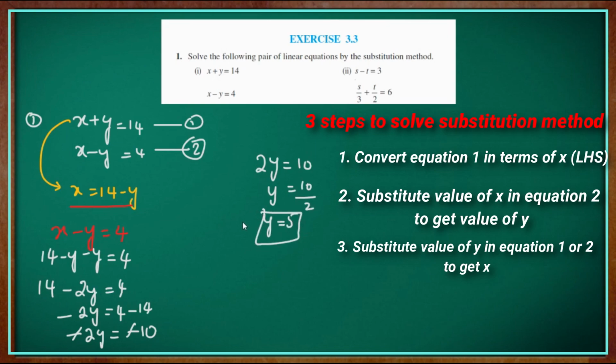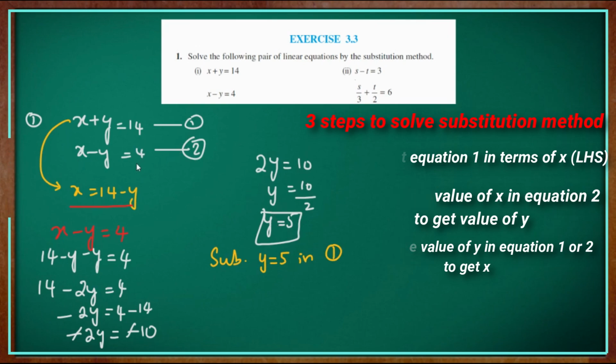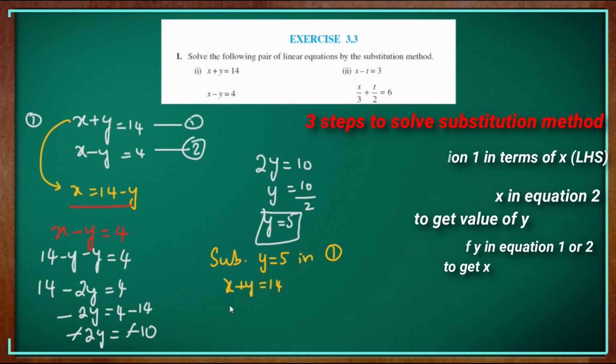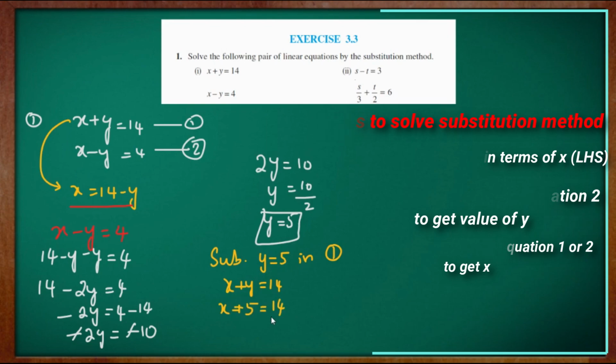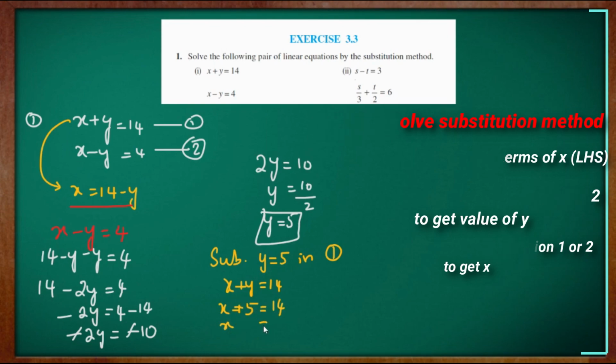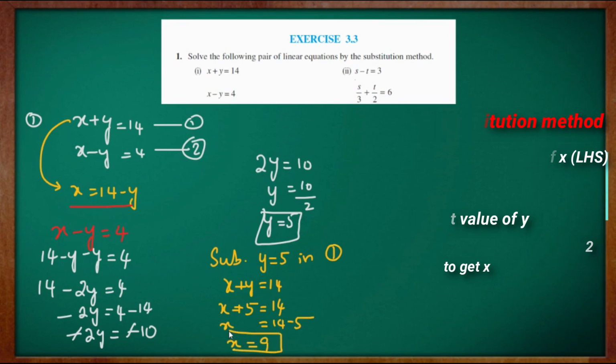Now we will follow the third step. The third step is we have to substitute the value of y either in the first equation or the second equation. I'm going to replace it in the first equation. You will get the same answer if you replace y is equal to 5 in the second equation also, students. So what is the first equation? x plus y is equal to 14, and we got the y value as 5. Replacing y with 5, x plus 5 is equal to 14. So x is equal to 14 minus 5, which is nothing but 9. So we got x value as 9 and y as 5.